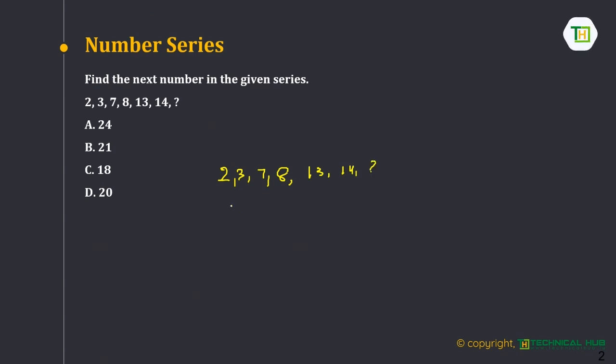First take the difference. Between 2 and 3, difference is 1. 3 and 7, difference is 4. 7 and 8, difference is 1. 8 and 13, difference is 5. And 13 and 14, difference is 1. What would be the next difference? If you observe the differences clearly, 1, 4, 1, 5, 1, next it should be 6. If the difference is 6, the next number in the series is 14 plus 6 equals 20. Hence, option D is the correct answer.